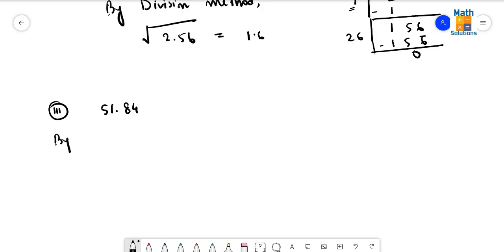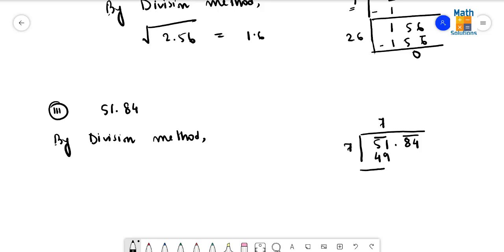By the division method, like the previous one, we have to proceed here with 51.84. Let us do pairing from this end. Here also pairing. So before 51, what square number do we get? Of course it is 49. So 7 7s are 49 can be placed here. Then after subtracting, we shall get 2 here. Then 84 comes down as it is.